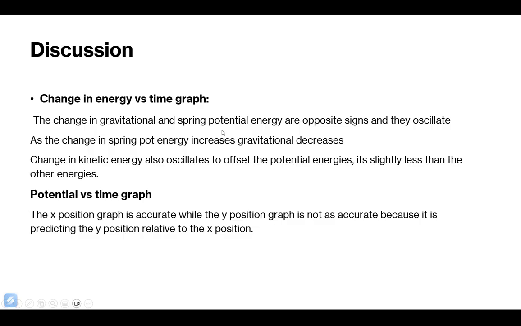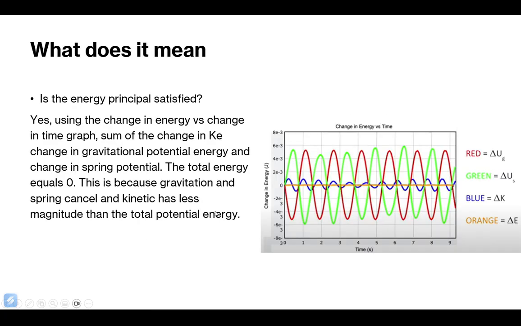Discussion. We're talking about the change in energy versus the time graph. The change in gravitational and spring potential energy are opposite signs, and they oscillate. So as the spring potential energy increases, gravitational decreases. The change in kinetic energy also oscillates to offset the potential energies, and it's slightly less than all the other energies. Potential versus the time graph: the X position graph is accurate while the Y position graph is not as accurate.